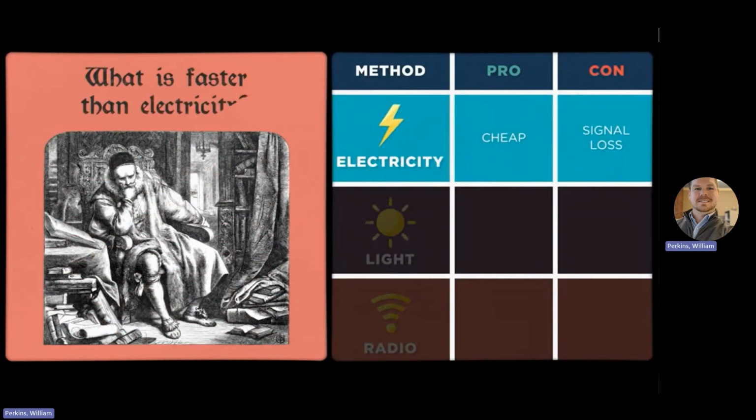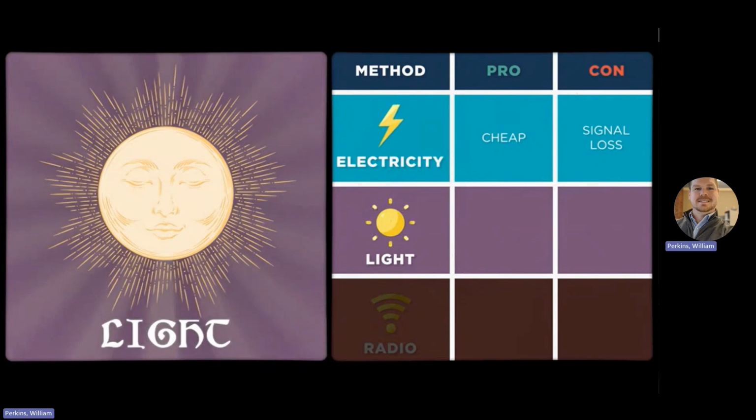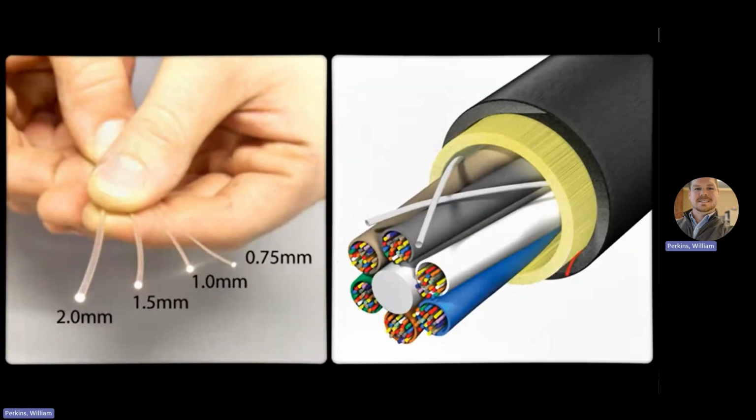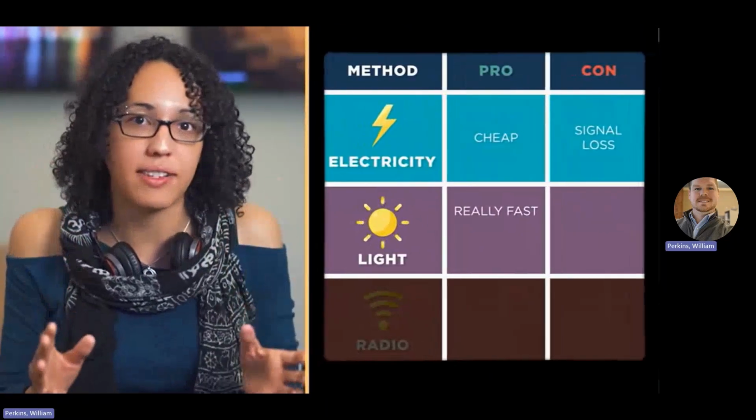Well, what do we know that moves a lot faster than just electricity through a wire? Well, light. We can actually send bits as light beams from one place to another using a fiber optic cable. A fiber optic cable is a thread of glass engineered to reflect light. When you send a beam of light down the cable, light bounces up and down the length of the cable until it is received on the other end. Depending on the bounce angle, we can actually send multiple bits simultaneously, all of them traveling at the speed of light. So fiber is really, really fast.